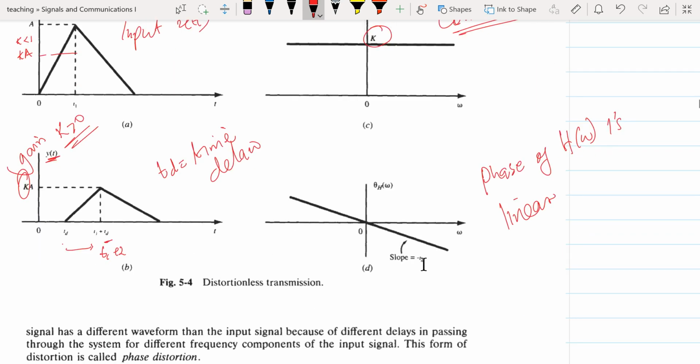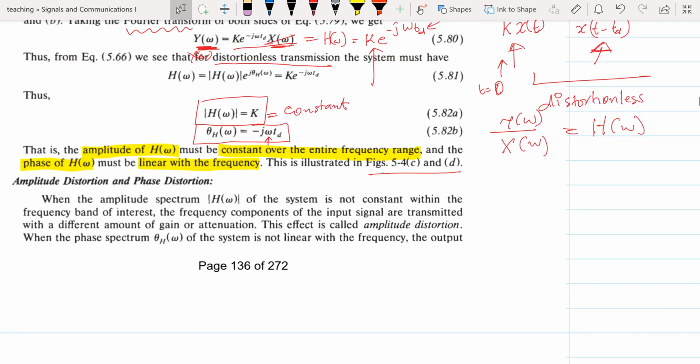And on the other hand, we are saying that the phase of our frequency response is linear, because we have said that theta h, a function of omega, is equal to minus omega td. So we can simply identify here that our slope is negative td. And that simply tells you how the condition for distortionless transmission is satisfied. But that is as expressed in the frequency domain.